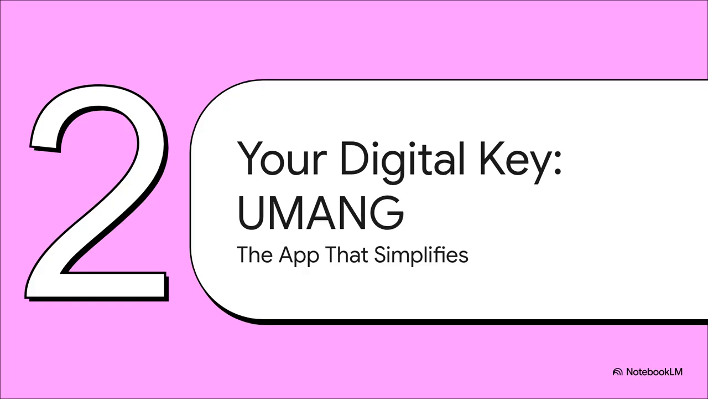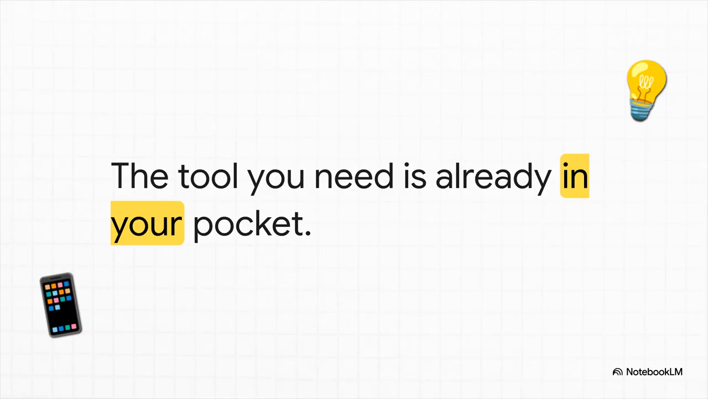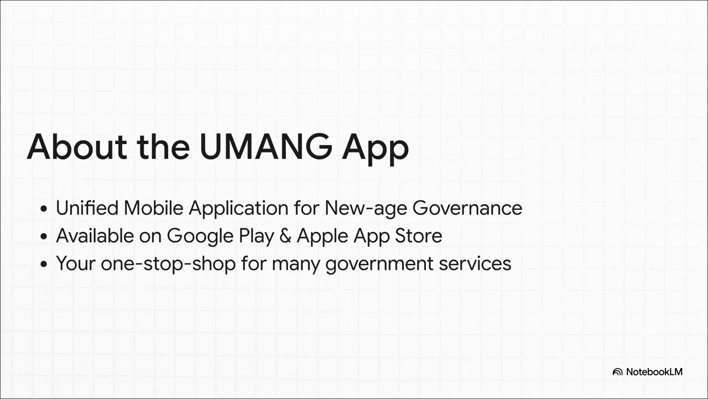So the big question is, how do we get our hands on this super important number without all the usual headaches? Well, the answer is actually a single government app that just slices right through all that complexity. Let's introduce the hero of our story today, the UMANG app. And honestly, this is the best part. You don't have to make a special trip to some government office or wait around for your employer to handle it. The tool you need to get this whole thing done is probably already in your pocket or sitting on your desk right now.